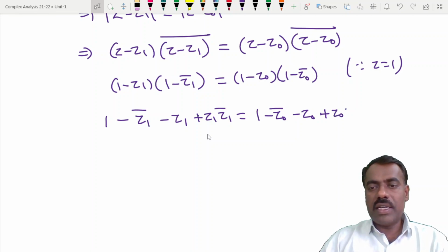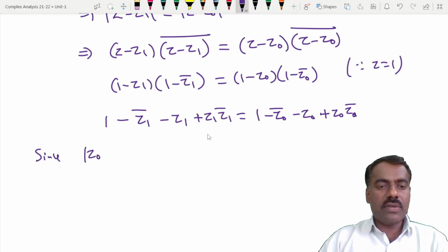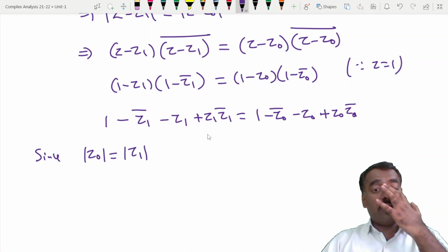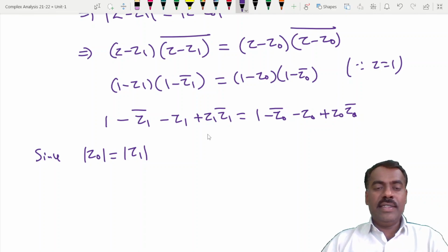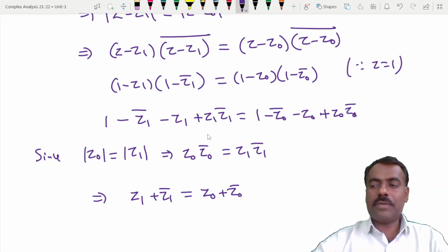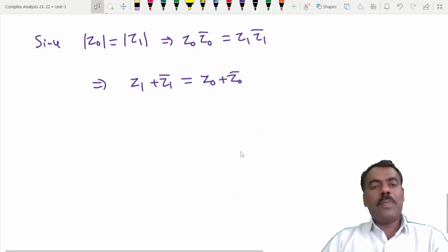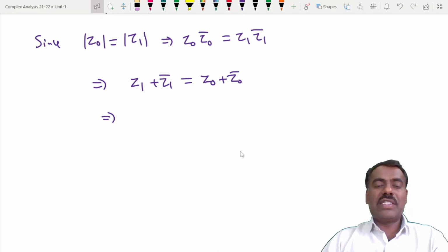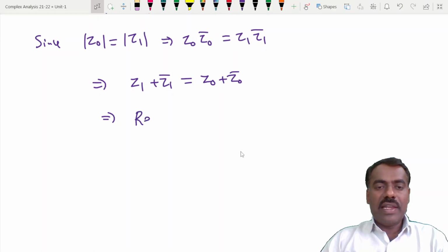Now we can observe that since the modulus of Z0 is the same as the modulus of Z1, if you square it, you get mod Z0 squared, which is Z0 into Z0 bar, the same as Z1 into Z1 bar. So these two will get cancelled, and 1 will get cancelled. What remains is Z1 plus Z1 bar is equal to Z0 plus Z0 bar. That means, if you write Z1 as x1 plus i times y1 and its conjugate as x1 minus i times y1, the imaginary parts cancel. So real part of Z1 is the same as real part of Z0.